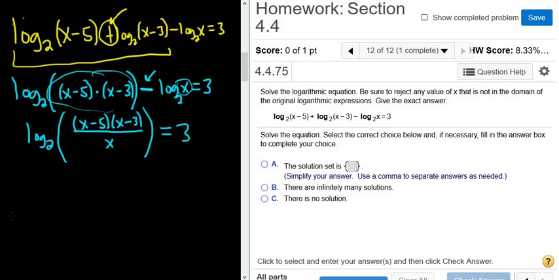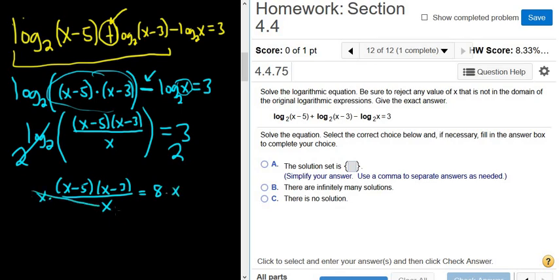Once you get here, you have to get rid of the log. Whenever you have a single log, as before, you want to exponentiate. The base here is 2, so we're going to use a 2 here. The 2s cancel, so you get x minus 5 times x minus 3 over x, and that's equal to 8. Now we can multiply by x to clear the fractions. So we get x minus 5 times x minus 3 equal to 8x.